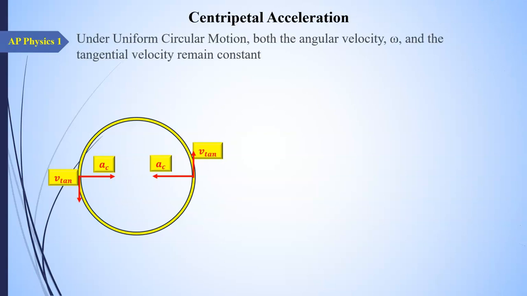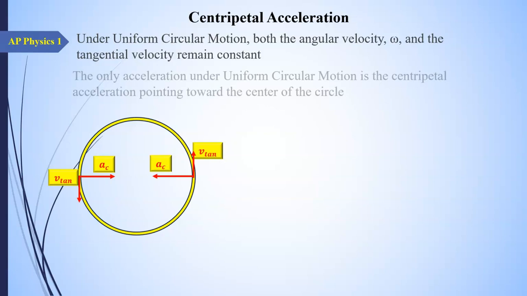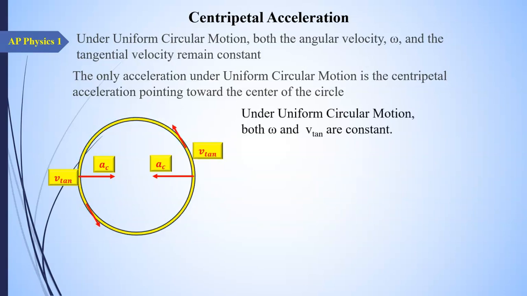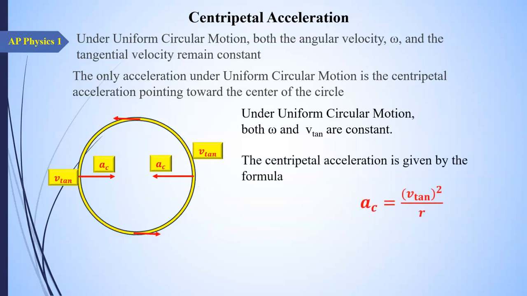Under uniform circular motion, that means it's going around at the same speed. Both angular velocity omega and tangential velocity remain constant. The only acceleration under uniform circular motion is the centripetal acceleration pointing towards the center of the circle. That's a_c. Under uniform circular motion, both omega, angular velocity, and tangential velocity are constant. The centripetal acceleration is given by the formula centripetal acceleration equals tangential velocity squared over the radius.